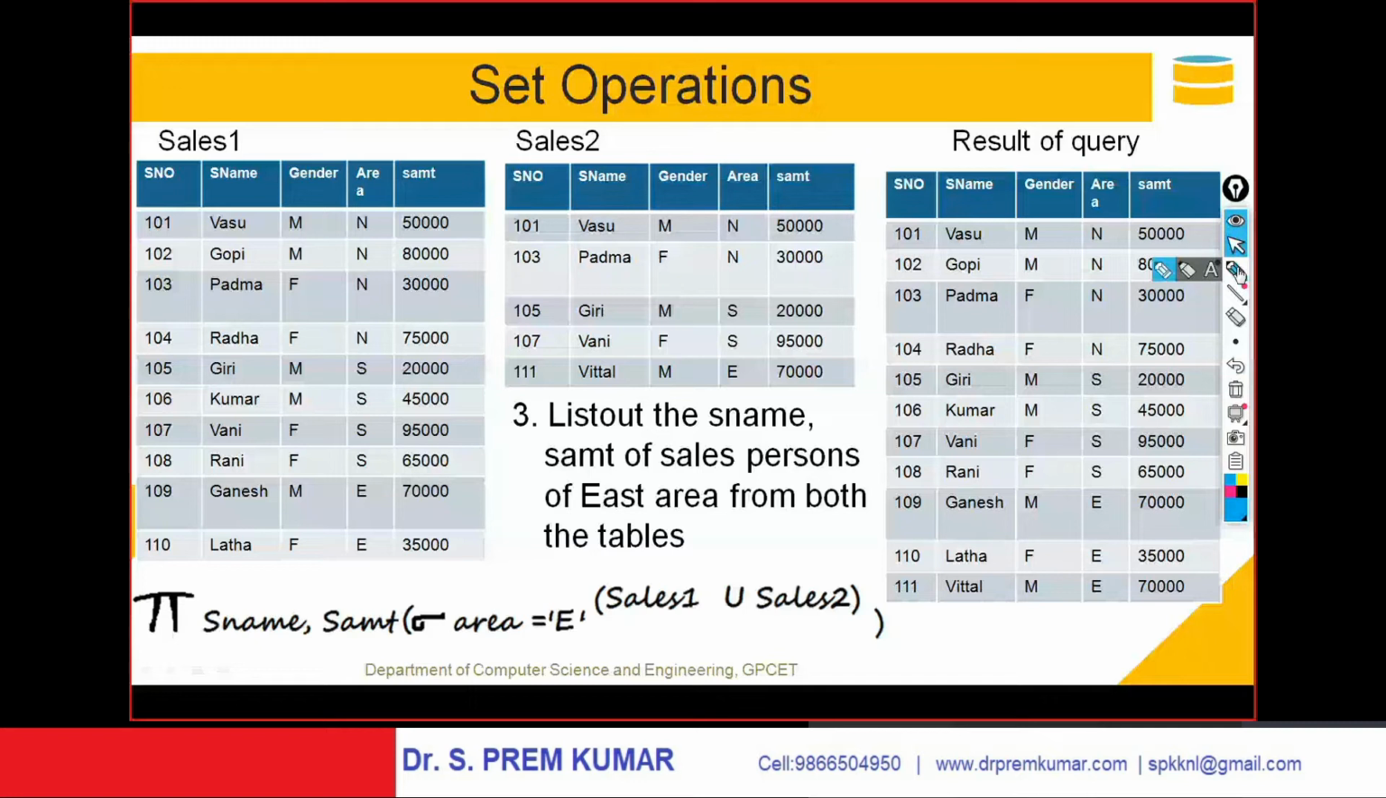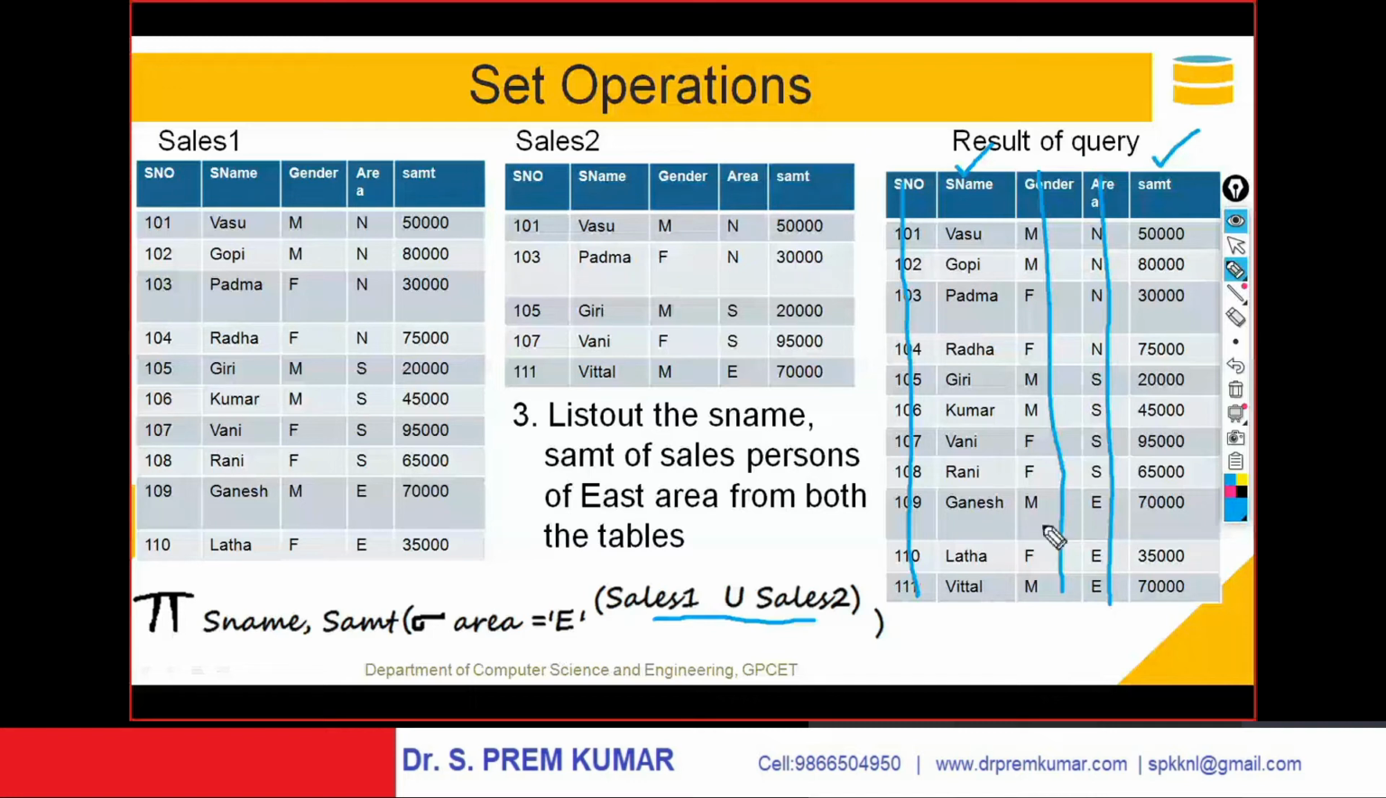Here you will not get all these salesman numbers. You will not get gender. You will not get area. Then what will you get? You are projecting name and sales amount, so you will get names and sales amounts of whom you are selecting with area equals East, and hence you will get the details of only eastern salespersons.